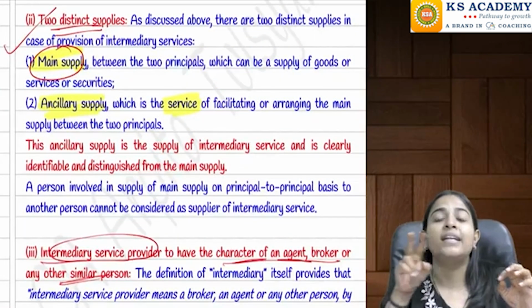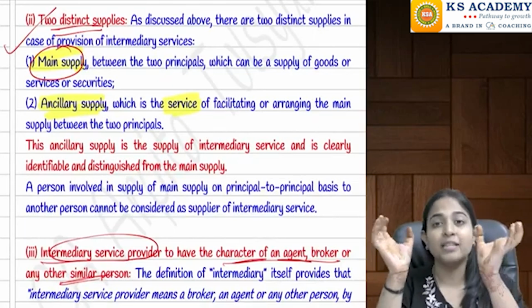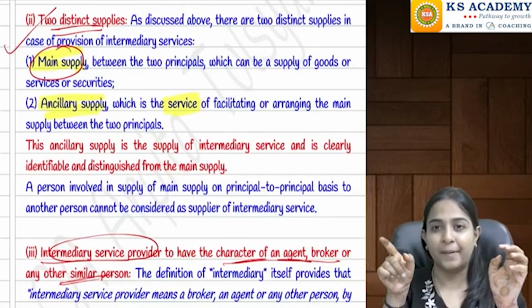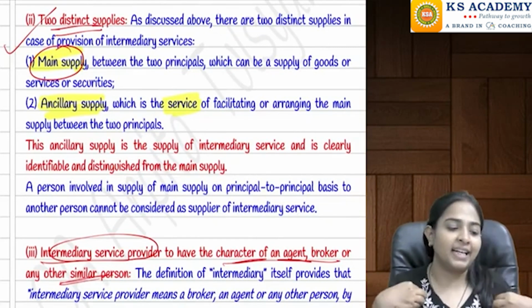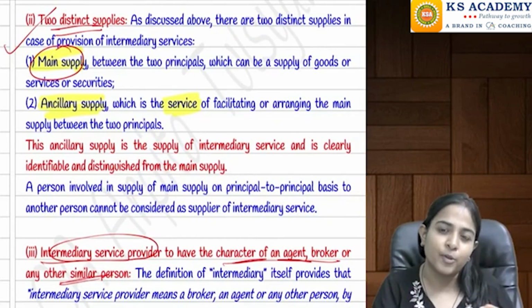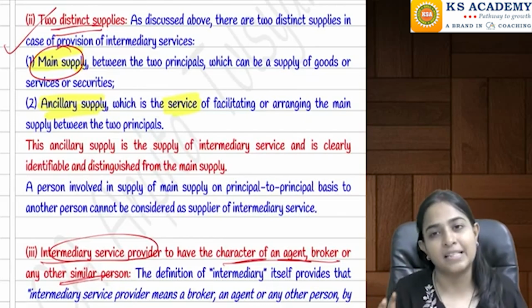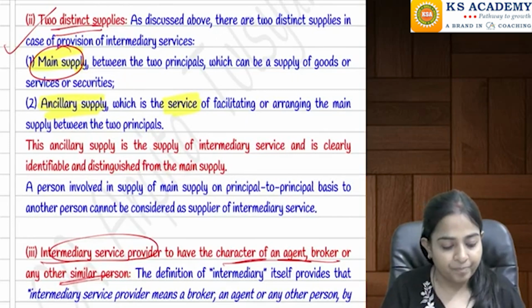Okay, then there are two different supplies, or we can say two different transactions happening. One is the main supply, that is, the supplier is selling the goods to the recipient. Another supply is of the intermediary. Can I say the intermediary will be charging commission from either of the parties? So the intermediary is providing a service to one of them, and that supply will be called the intermediary service supply.